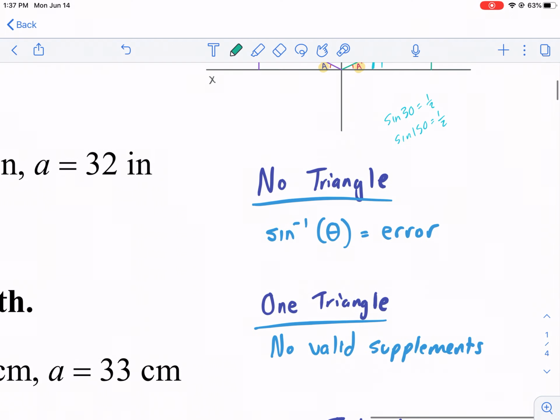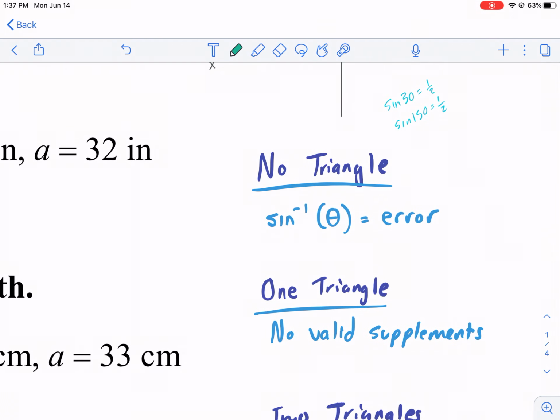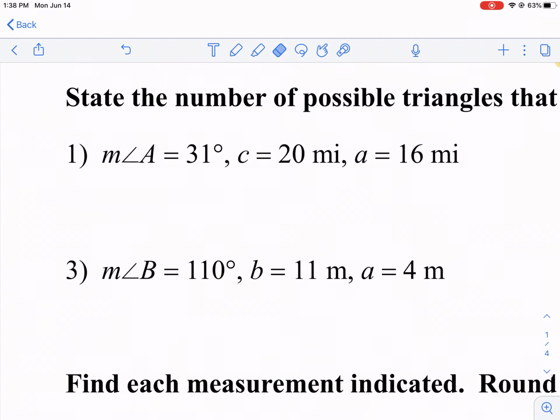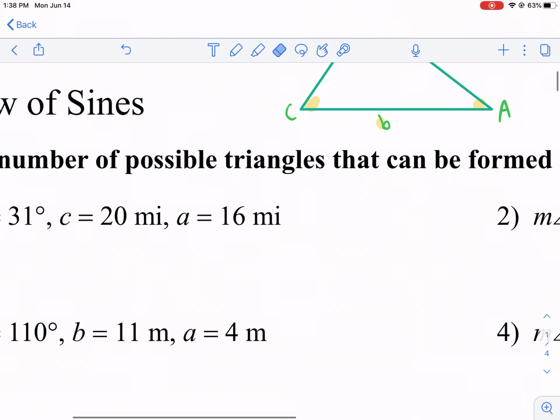For example, if one of the angles was 30, and actually, no, I'm going to get into an example. I don't want to get into it right now. I'll get into an example. So let's go ahead and start with number 1. State the number of possible triangles that can be formed.